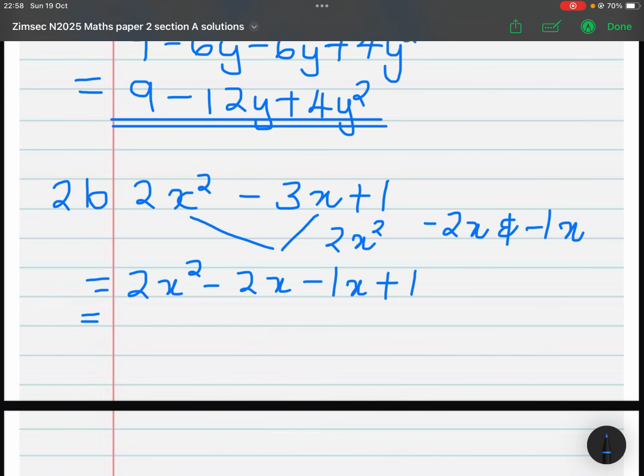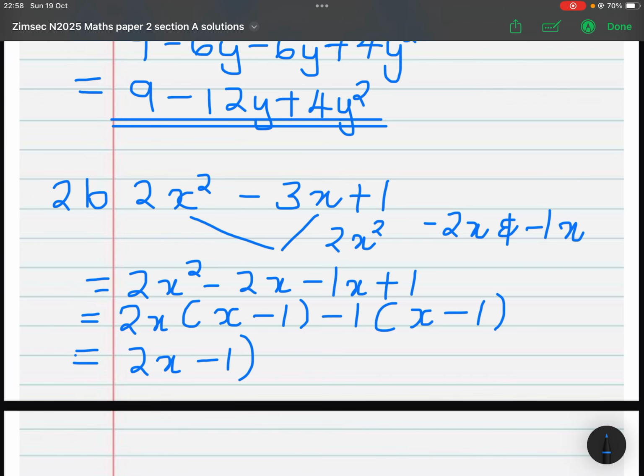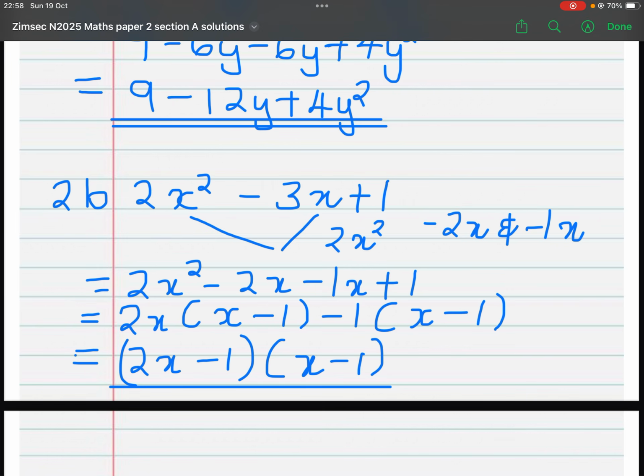And then we factorize in pairs. For the first pair, we factor out 2x. And then within the bracket, we are going to remain with x minus 1. And then in the second pair, we factor out minus 1. And inside the brackets, we remain with x minus 1. And then after that, our final answer is going to be 2x minus 1 times x minus 1. This is going to be our final answer. By getting this answer, you get all your 2 marks, right?